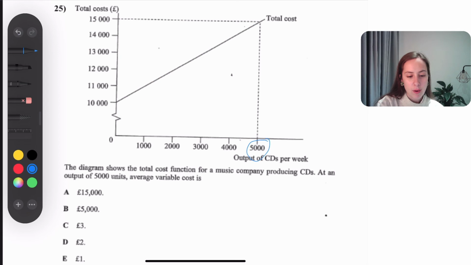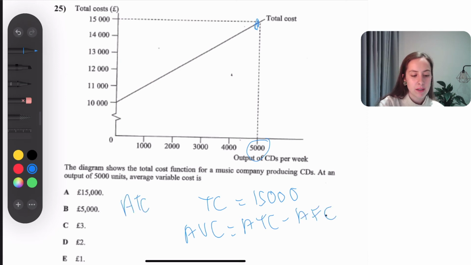What we see here is output 5,000, total cost is 15,000. We have to work out average variable cost, which is ATC minus AFC. I can work out ATC already as TC over Q. So that's 15,000 over 5,000, which gives 3. So we've got that one.